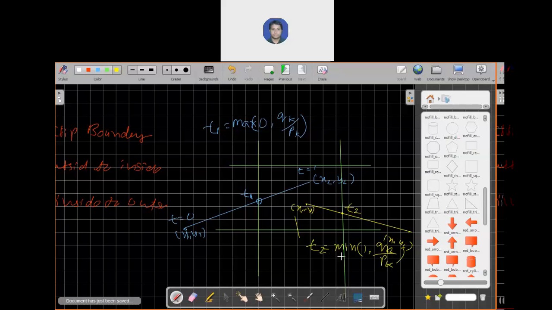So after finding this value of t1 or t2, you will put this value into the parametric equation of the line and find the value of x and y. X and y means the intersect point, this point. The value of x, y means this point you are finding. At this point your t is 0, at this point t is equal to 1, and this point is the intersect point. You are finding the value of x and y.